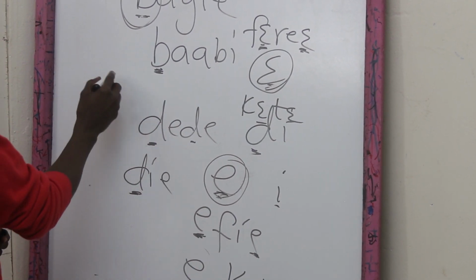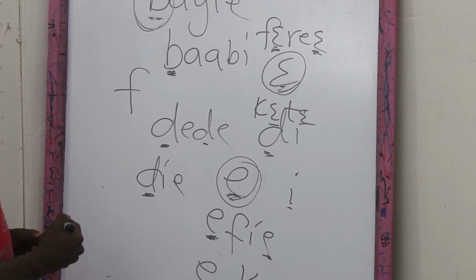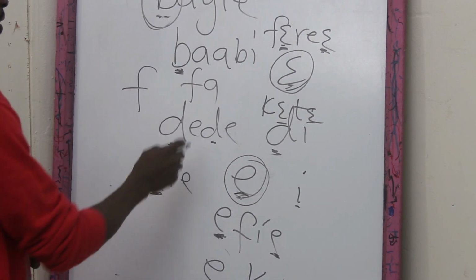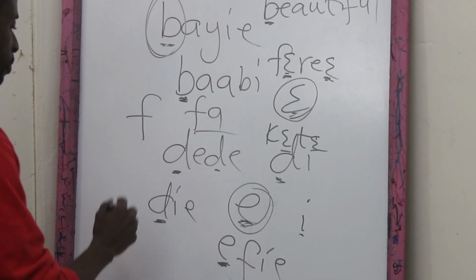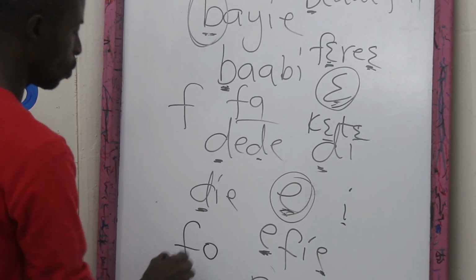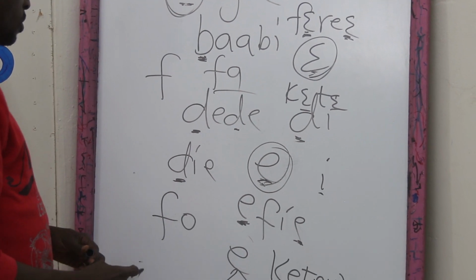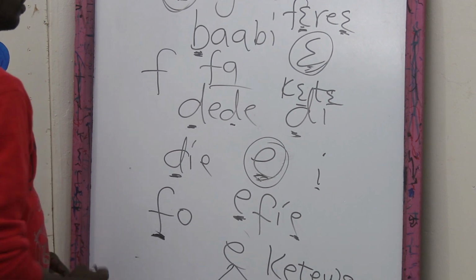The next sound is F, as in fa, to take. Fa, to take. Fo, fudiano, to climb. Fo, to climb. So note this sound very well.